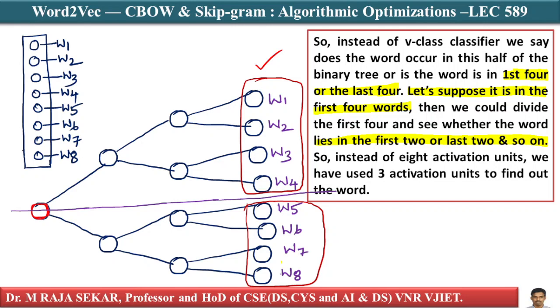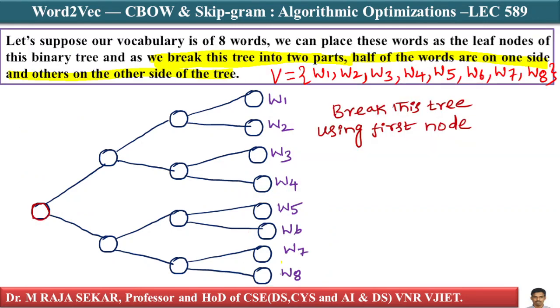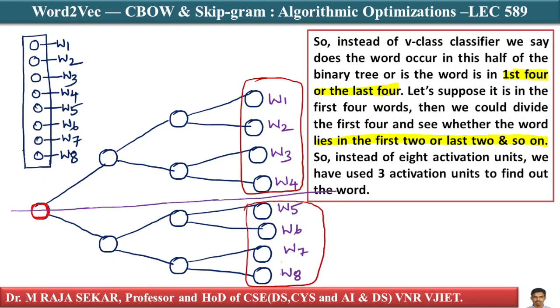So let's take a vocabulary of size 8. Here I have 8 words. These are binary activation units. Let me say this is the word corresponding to W1. Just see, I have 8 activation units, corresponding to word 1, word 2, word 3, word 4, word 5, word 7, word 8.